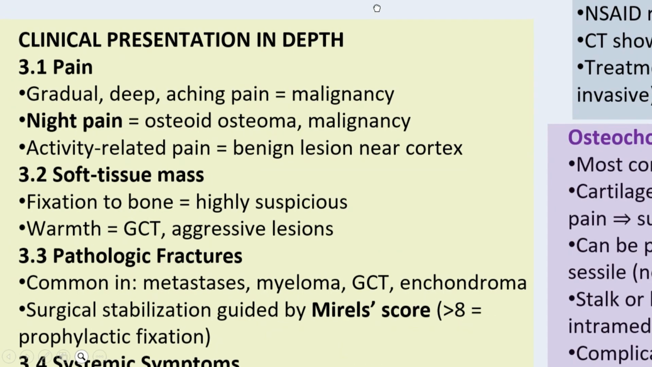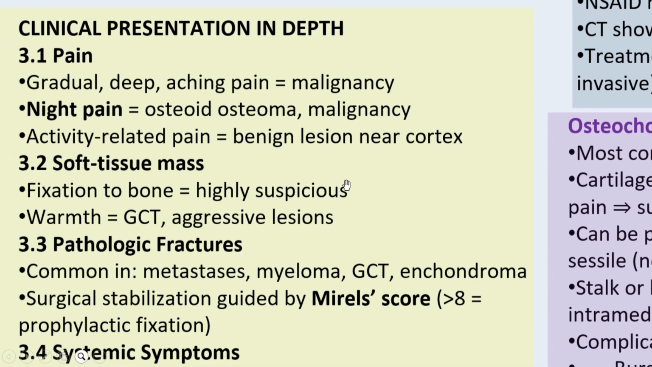Most of the time, what happens is that the first symptom is pain, which is called a gradual deep aching, and some books call it a boring pain. And most of this is going to mean a malignancy. When we have night pain occurring in children, remember, we have the osteoid osteoma. This is a relatively small tumor, but it has what we call a nidus, and this nidus produces prostaglandins. These prostaglandins are what cause the pain, and most of the time when these people take NSAIDs, the pain goes away.